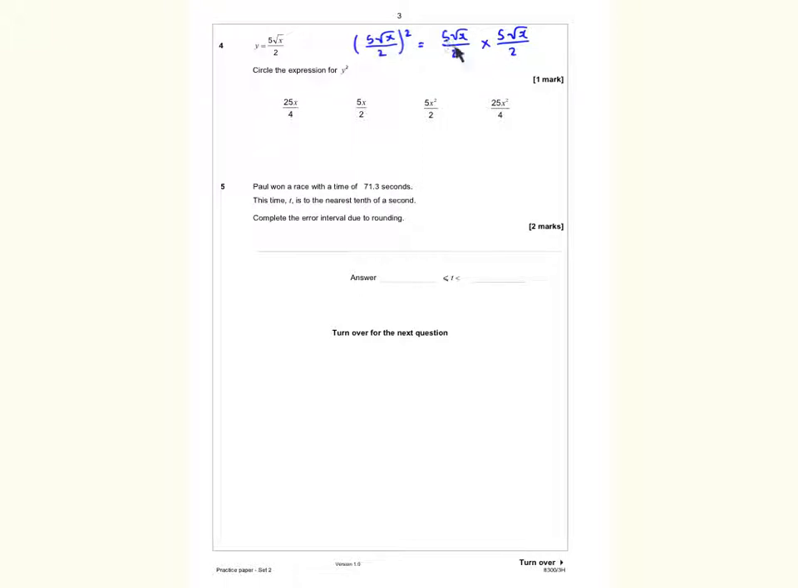I am going to have 5 times 5 at the top, which is 25. Square root of x times square root of x is just x. So I'm going to have 25x at the top and 4 at the bottom. So it's going to be this one.